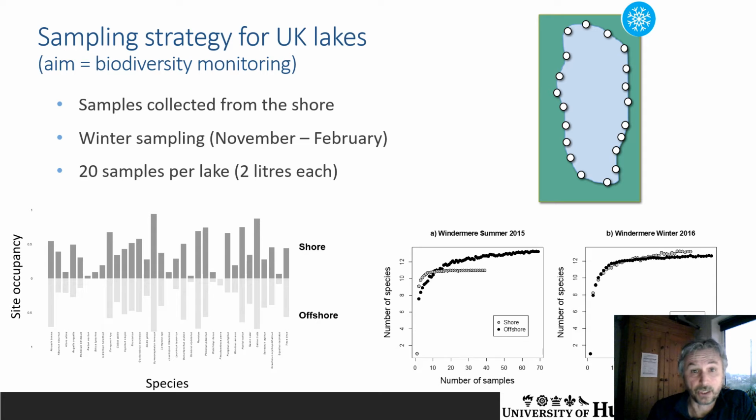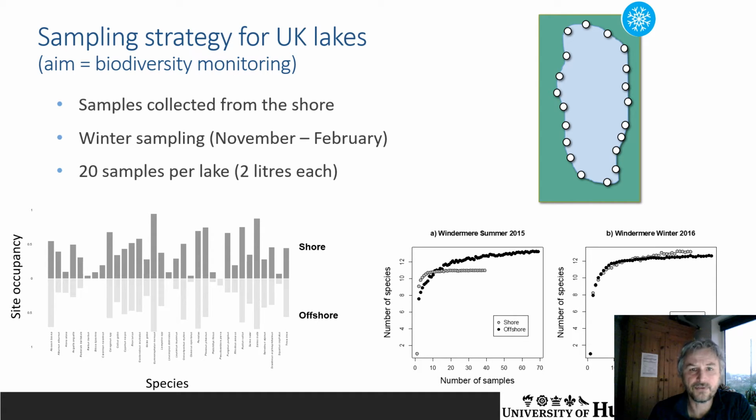The method we have developed was optimized to characterize fish communities on a lake basis, so to provide lake-wide biodiversity estimates rather than site-specific ones. It is based on collecting 22-liter samples from the shoreline during the winter months, which has been shown to be the most effective and efficient strategy based on the initial development work on some of the UK's larger lakes.